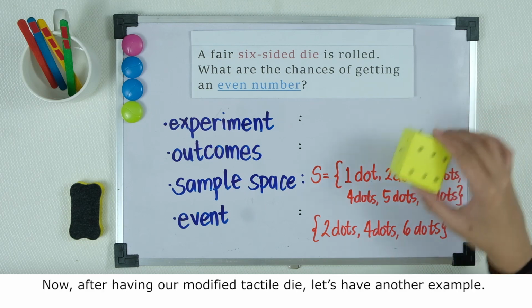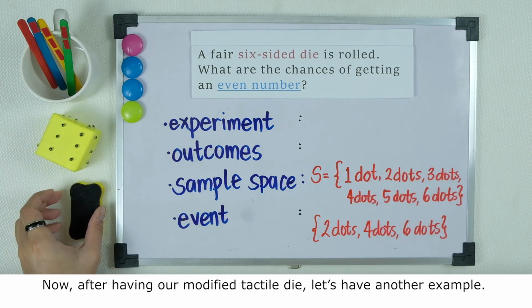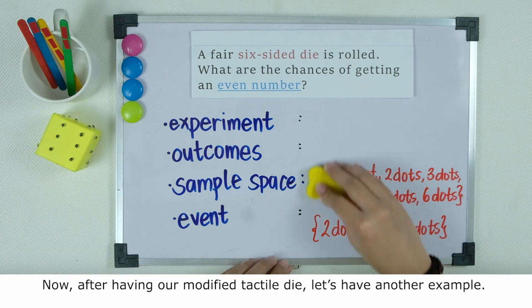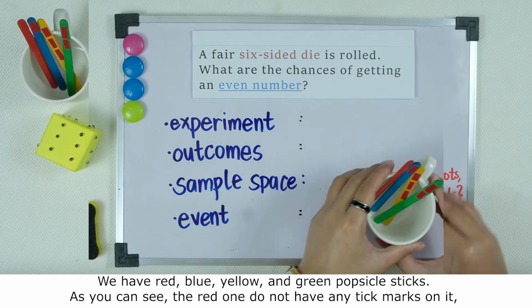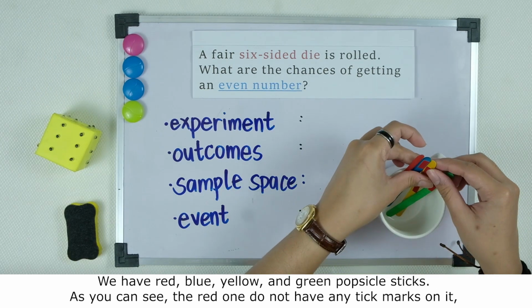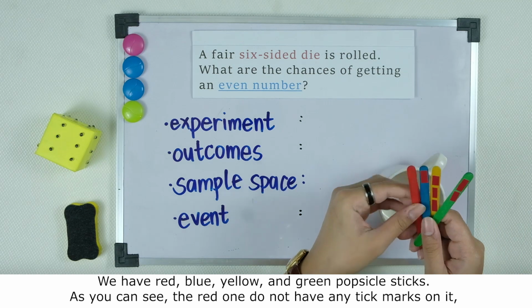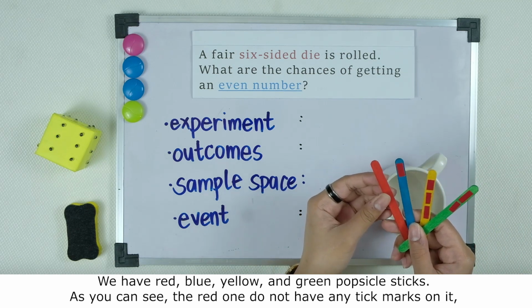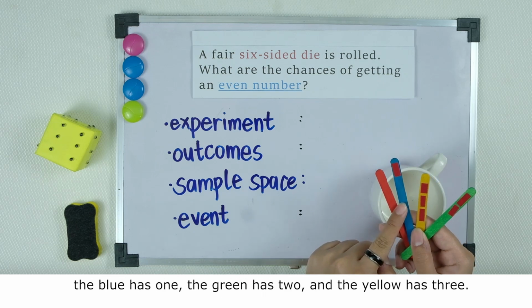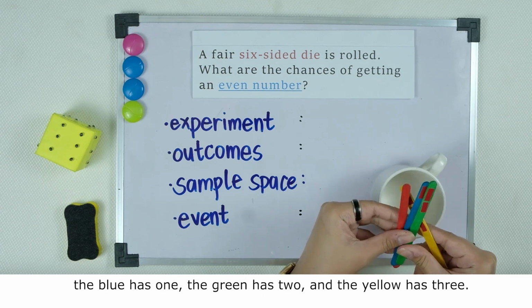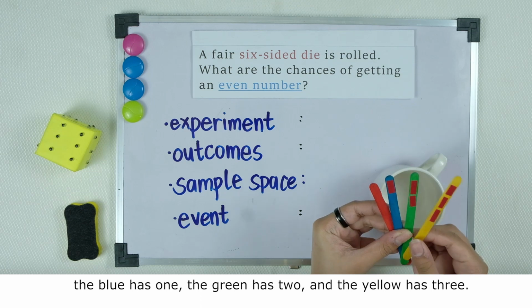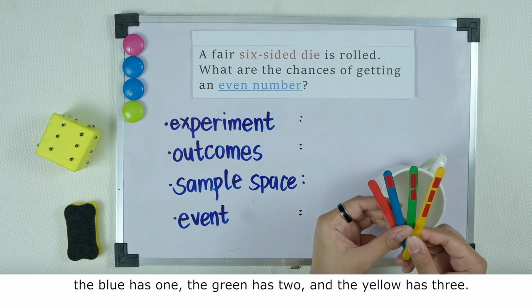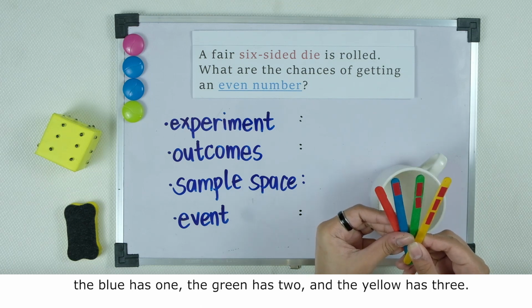Now, after having our modified tactile die, let's have another example. I have 4 colored popsicle sticks here. We have red with no tick marks on it, blue with 1 tick mark, green with 2 tick marks and yellow with 3 tick marks.